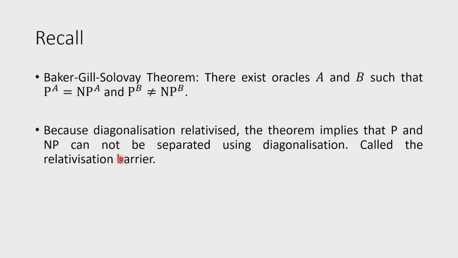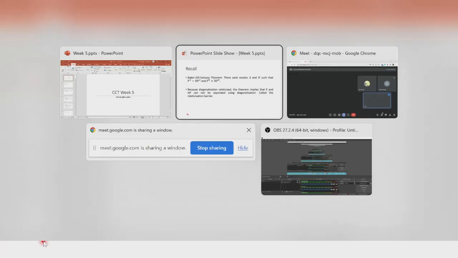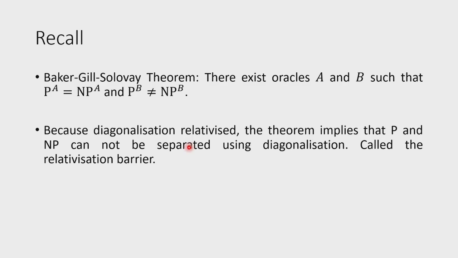This statement is not that clear to me. Say we consider two complexity classes, C1 and C2. Does this mean that if C1 is contained in C2, then C1 to the A would always be a subset of C2 to the A? Sorry, I lost you for a while. Am I audible? Yes, now you're audible. So my query is that if C1 is contained in C2, does this mean that C1 to the A would always be a subset of C2 to the A?